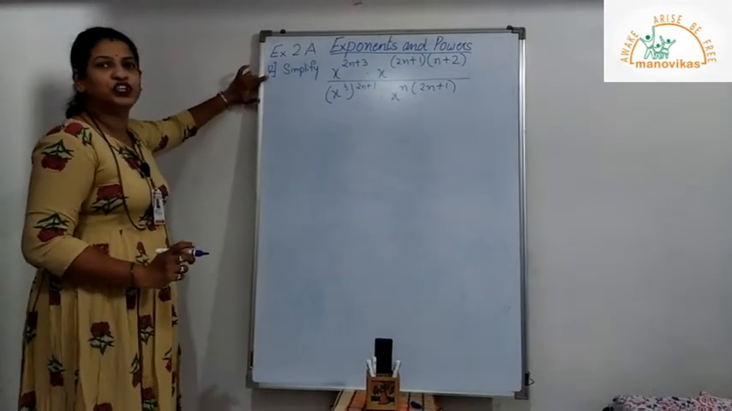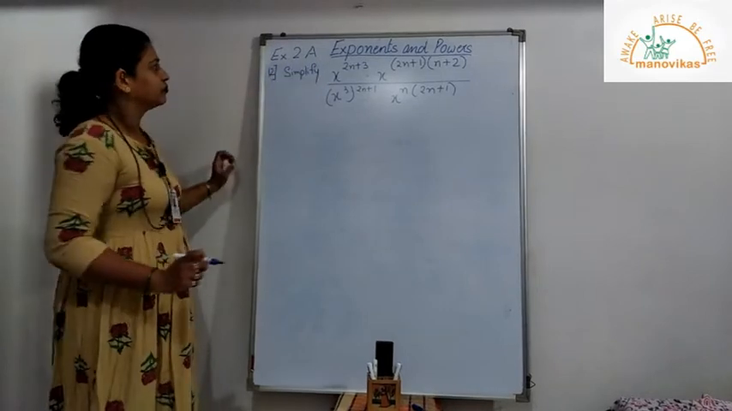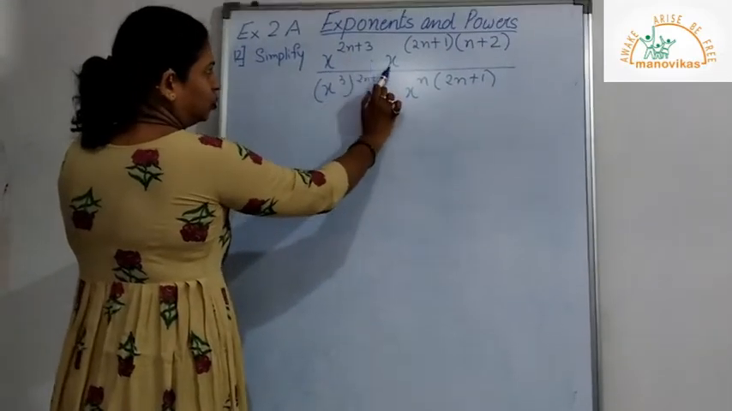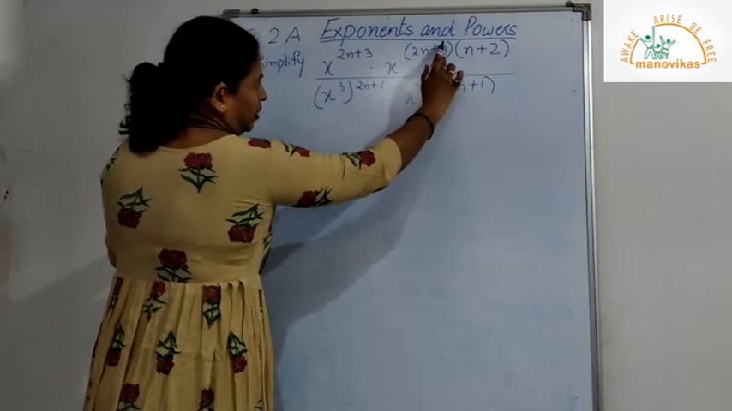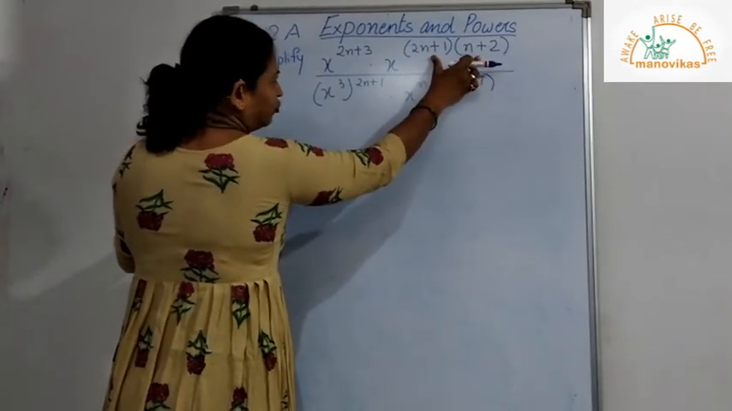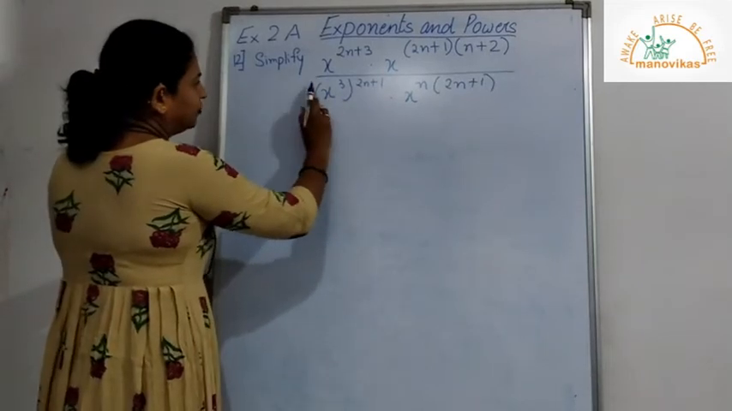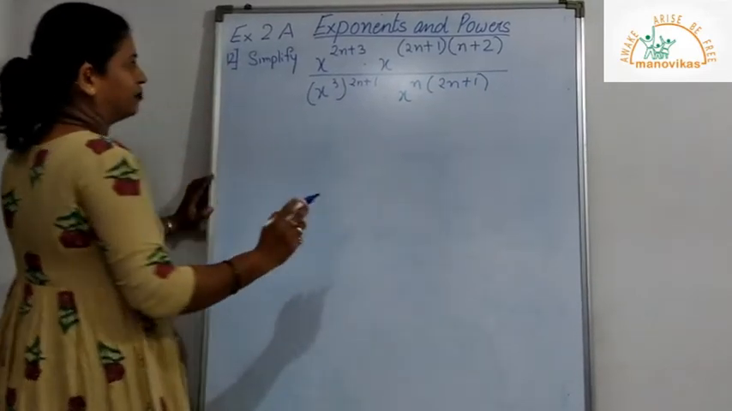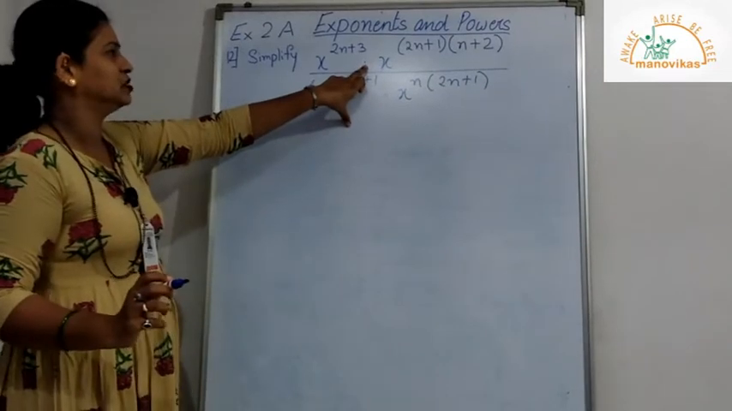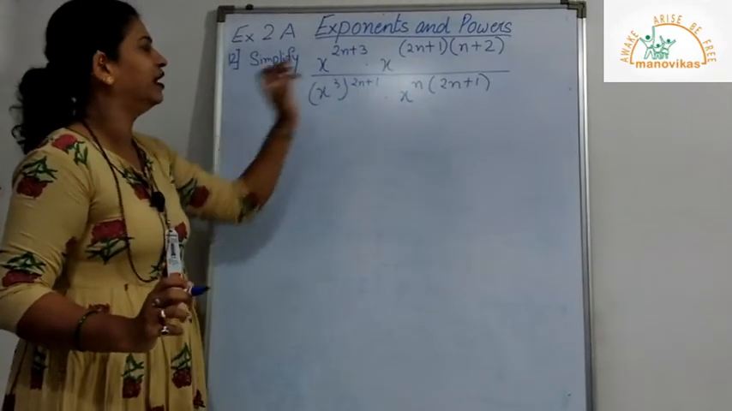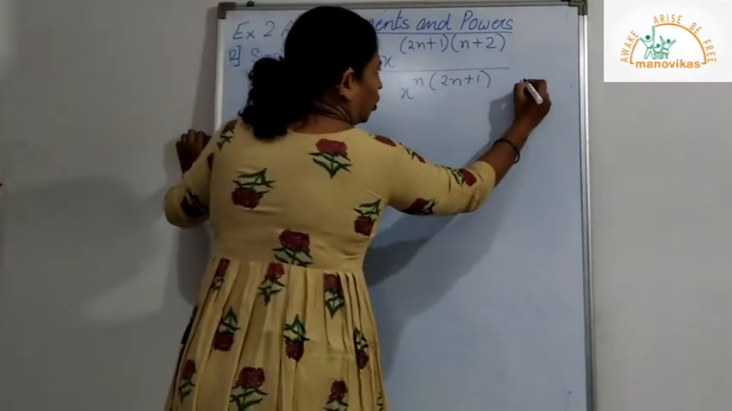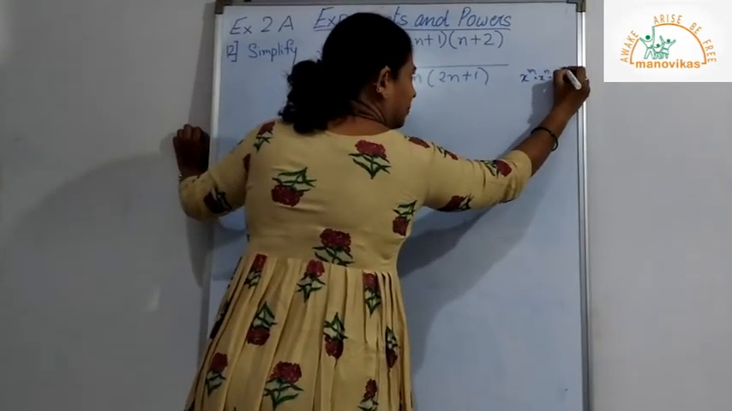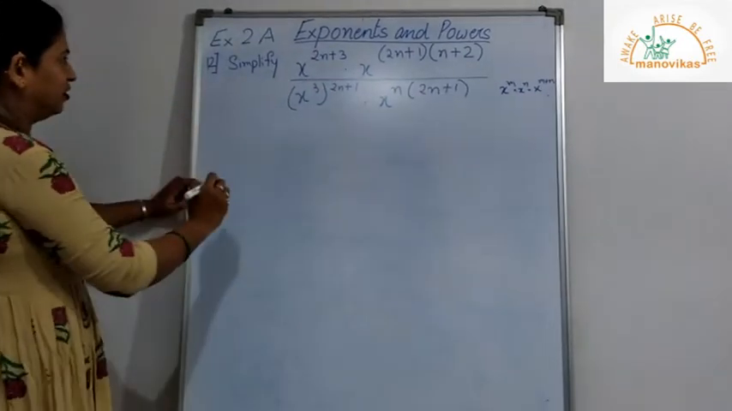We start with sub-question 12 of exercise 2A. Simplify. The sum is x^(2n+3) into x^(2n+1)(n+2), where we have to find the product here, divided by (x^3)^(2n+1) into x^(n(2n+1)). Now when we have a multiplication sign, the powers will get added up. As per the law, x^m into x^n is x^(m+n).